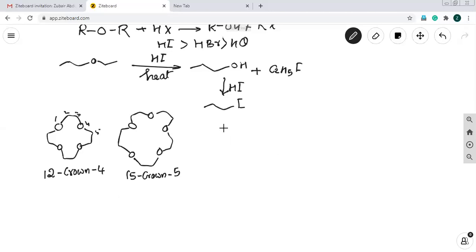Synthesis of crown ethers. Different methods you have. This one method I'll show you. You take catechol and react with a dihalo compound in presence of sodium hydroxide. So if you react this compound with sodium hydroxide, NaOH, it will give you O minus, O minus.